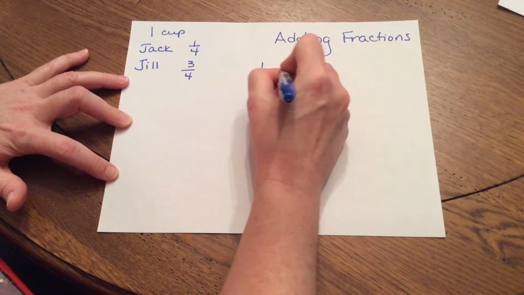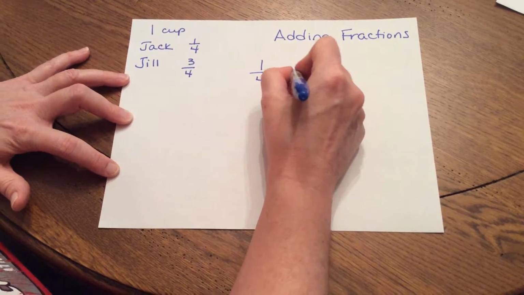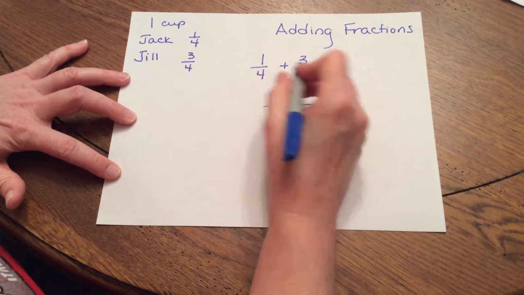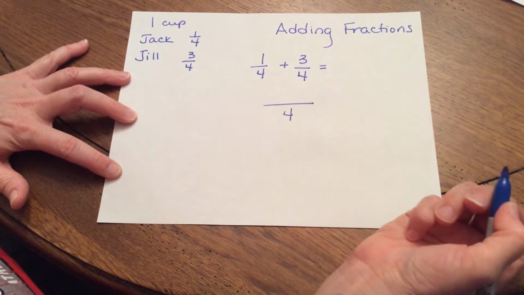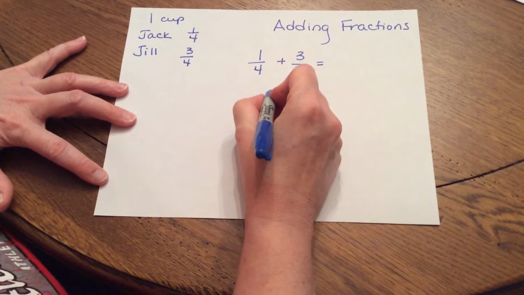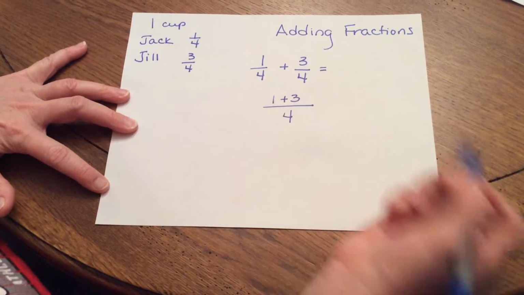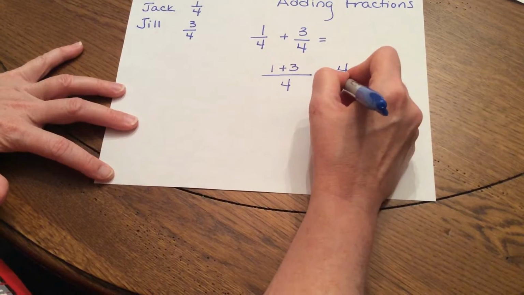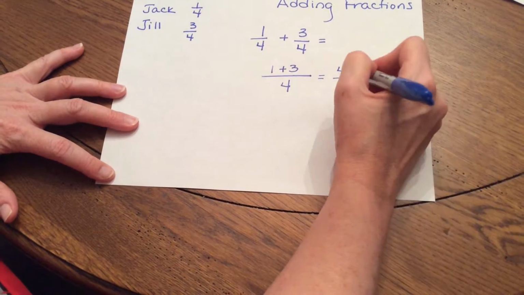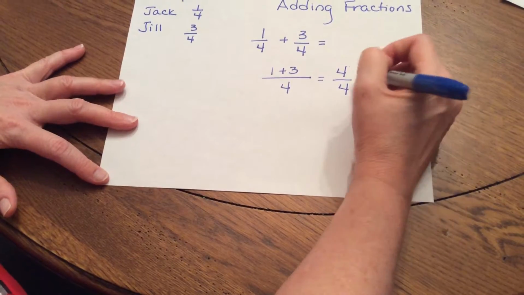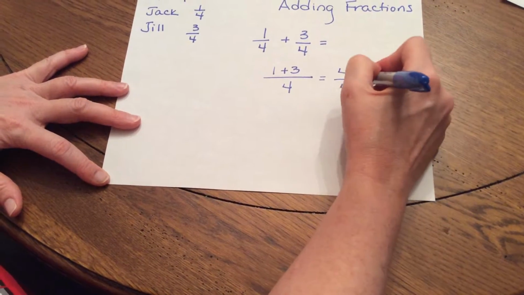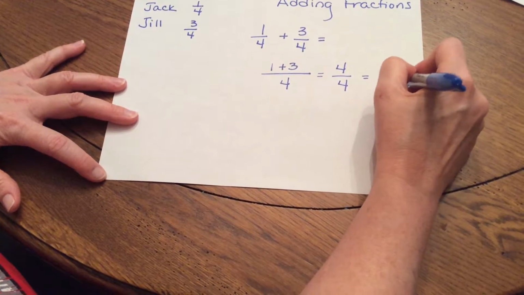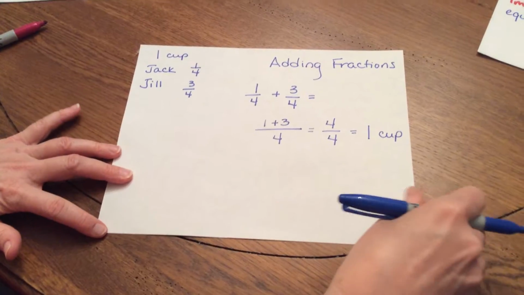One quarter plus 3/4. They have the same denominator, so we're going to bring down the denominator, and then we're going to add the numerators. So 1 plus 3 is 4, and then bring over the denominator, so 4/4. Any fraction that has the same numerator and the same denominator equals 1. So together, combined, they have 1 cup of shredded carrots, and they are able to make their cake.